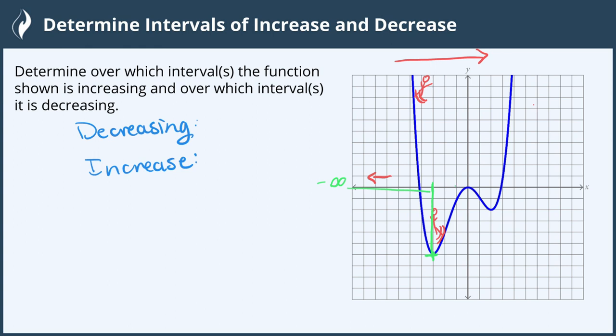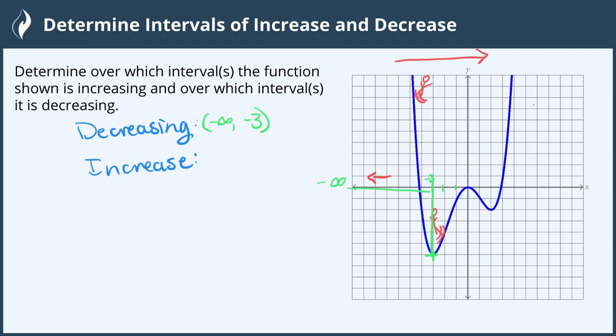So this is at -3. So we are decreasing. Our graph is going downhill from negative infinity to -3. Again, we use a parenthesis showing that we don't include that point for increasing or decreasing.